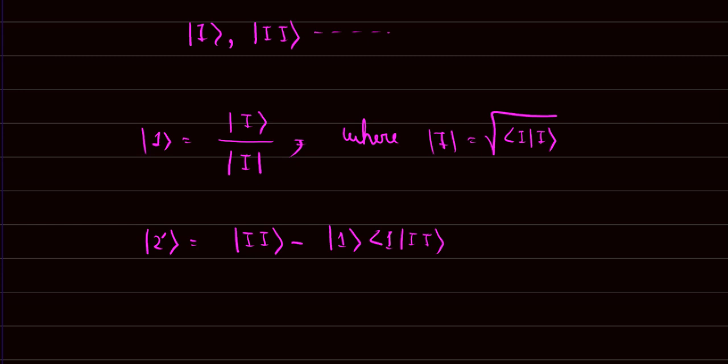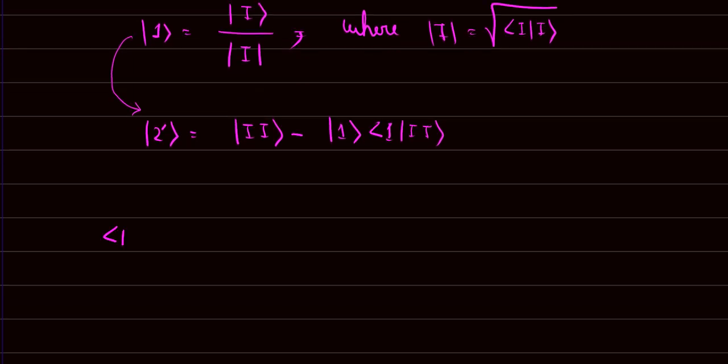So we are defining this new vector by subtracting this vector from the second basis. To be an orthonormal basis, this and this will be mutually perpendicular to each other. So let us see, if we do the inner product of 1 with this 2 prime vector, does the inner product vanish?